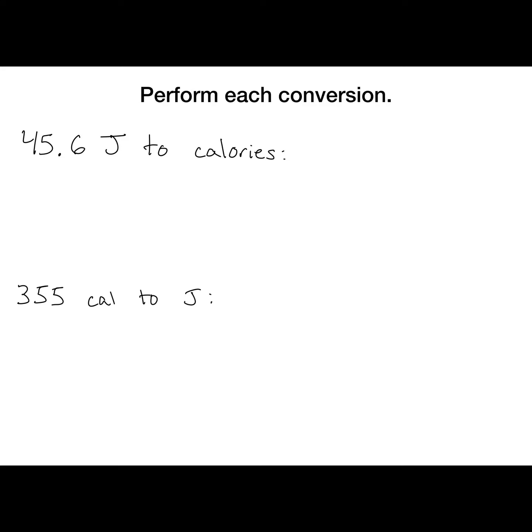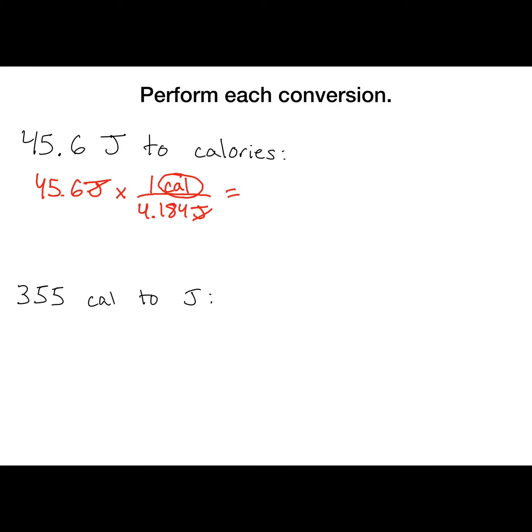Alright, so our first one is 45.6 joules to little calories. So we always start with what we are given, which is the 45.6 joules times. Now if we look at our conversion factors in the chapter, you can see that 1 little calorie is equal to 4.184 joules. So joules is on the top, so the joules must be on the bottom. So there's 1 little calorie for every 4.184 joules. Now joules cancels out, so we're left with our little calories.